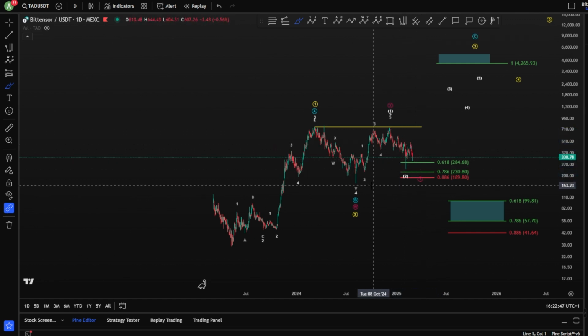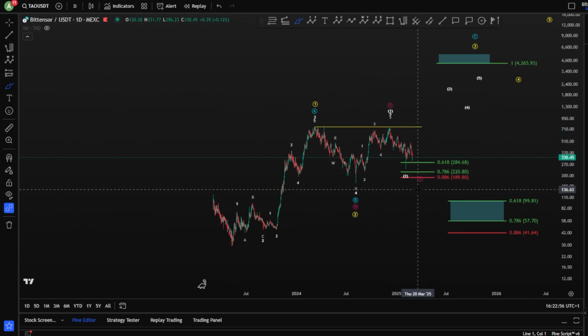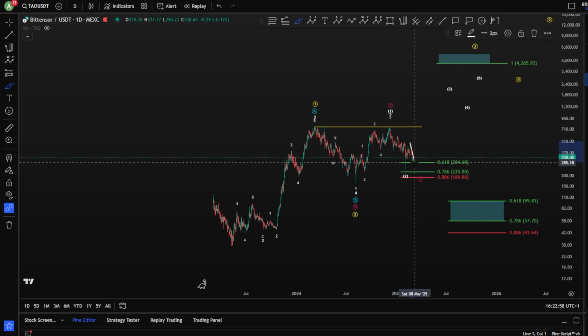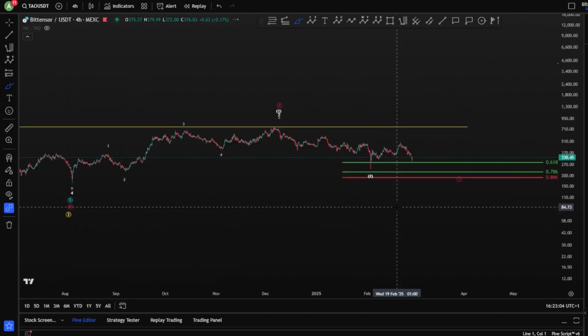You're looking for a wave Y as a zigzag to be finished. You have finished first a zigzag and you have finished your X, and now currently you're looking for another zigzag where you have finished your wave A, B, and a C. So let's dive deeper into the 4-hour chart to see what's going on here.